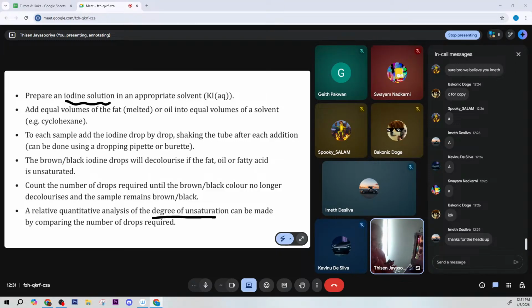Because again, I want you to remember back to that addition reaction, the addition reaction between the alkene and the halogen. Here this halogen is going to be iodine. It's going to produce the haloalkane, yeah? I want you guys to remember that.